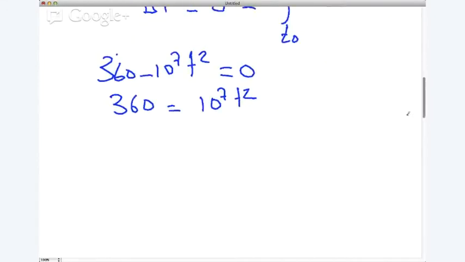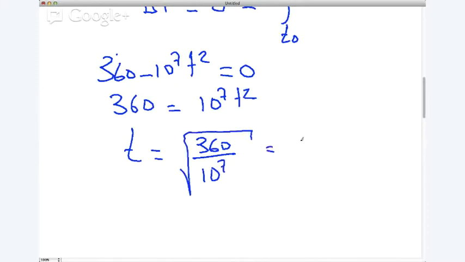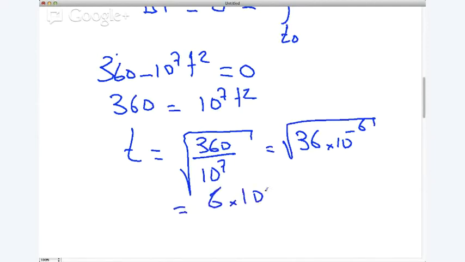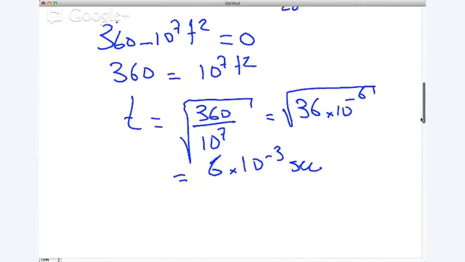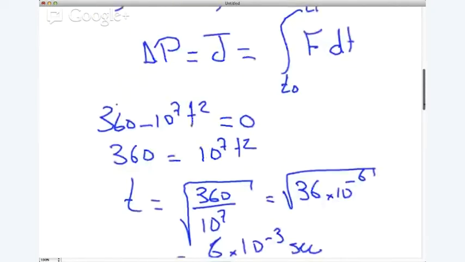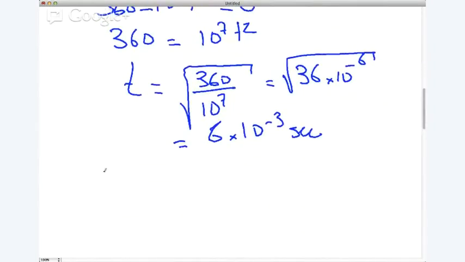And if we solve for time here, it's straightforward algebra calculations. And then square root of that. So this becomes 36 times 10 to the minus 6, which turns out to be 6 times 10 to the minus 3 seconds. And so now I can evaluate my integral from 0 to find the impulse.